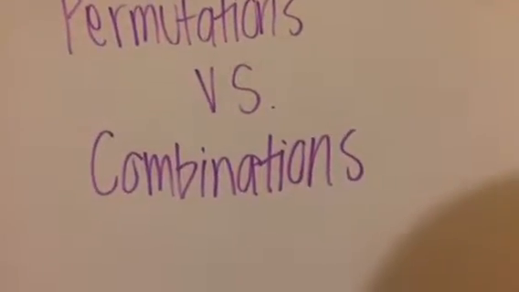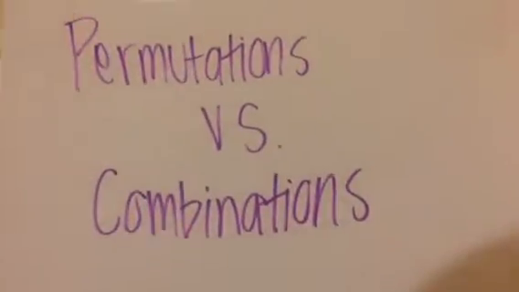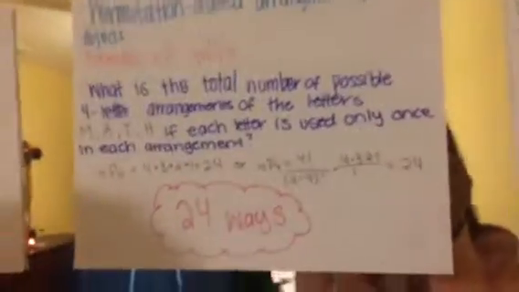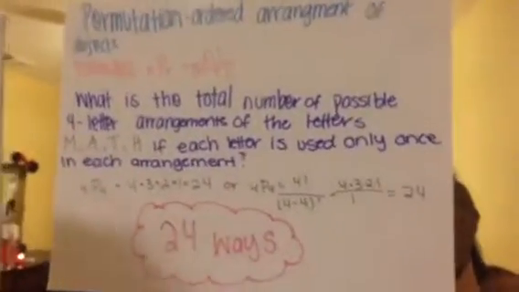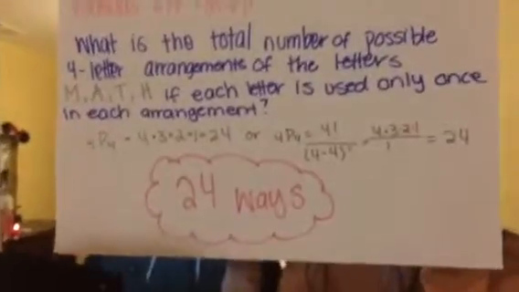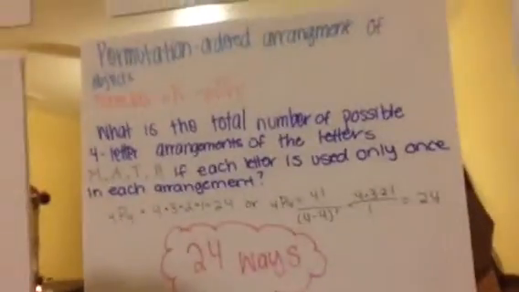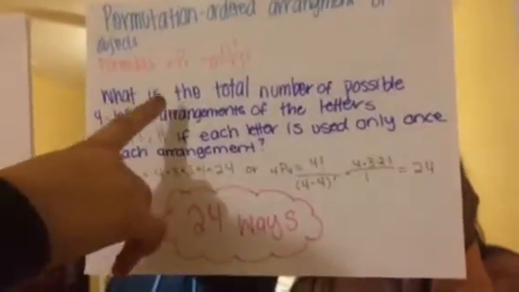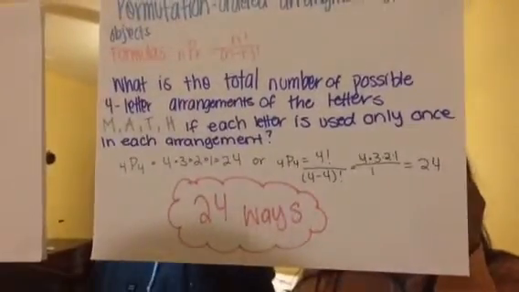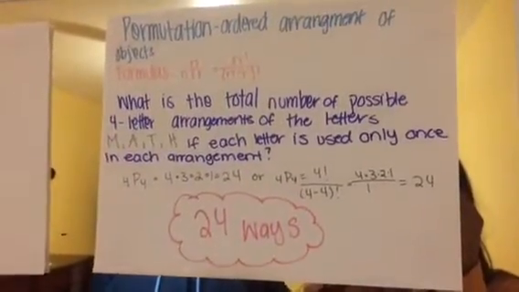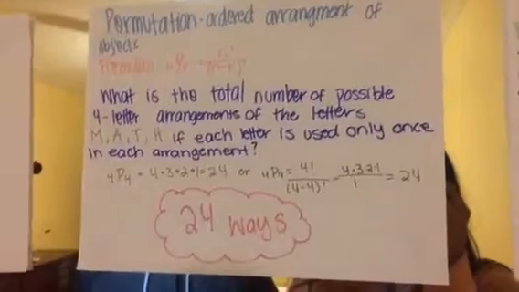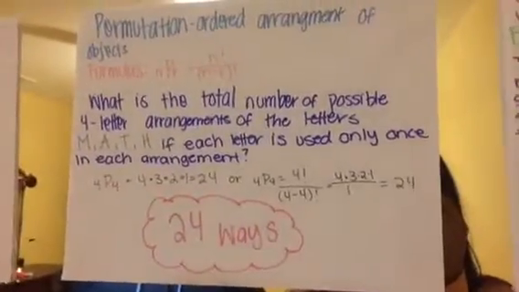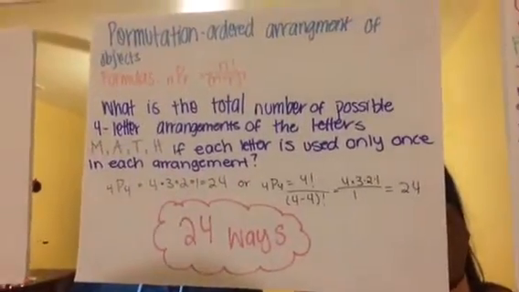So the second thing we're going to explain is permutations versus combinations. Permutations are ordered arrangements of events. So in permutations, the order does matter. You have to have the order because it matters. So these are the formulas, and the question we're presented with is: what is the total number of possible 4 letter arrangements of the letters MATH if each letter is used only once in each arrangement?